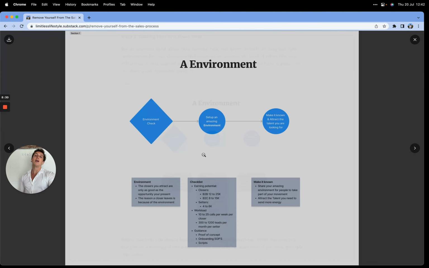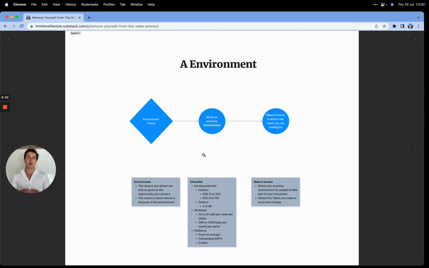So before even thinking about hiring someone, you need to have the right environment, because the level of talent that you are going to attract inside of your business is equal to the environment you can present to your potential employees. Just think about it for a sec.